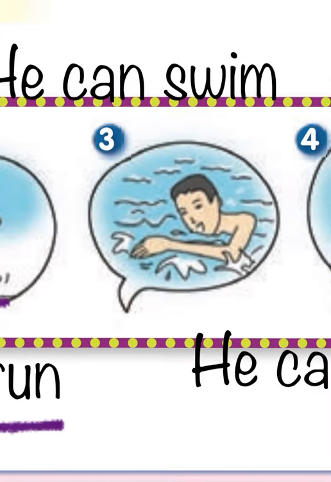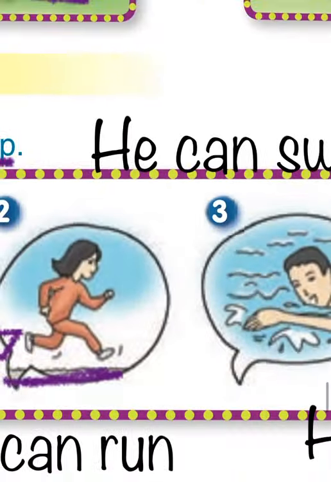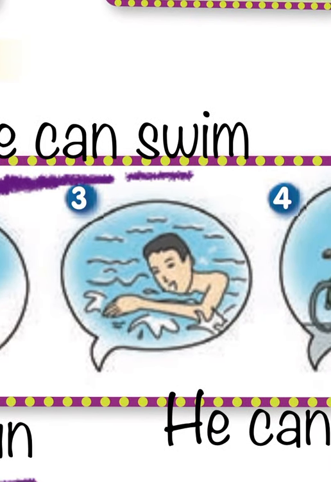Okay, number three. What do we have here? Do we have a boy or do we have a girl? We have a boy. Excellent. So we must say he, Mahmoud. What is he doing? He is swimming. Excellent. So he can swim. He, H-E, can, C-A-N, swim, S-W-I-M. He can swim.